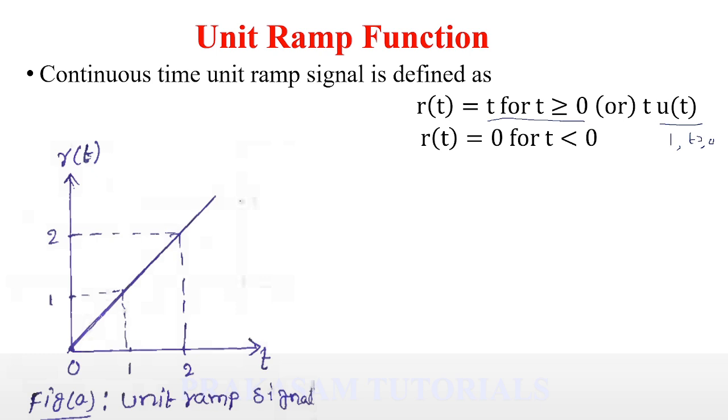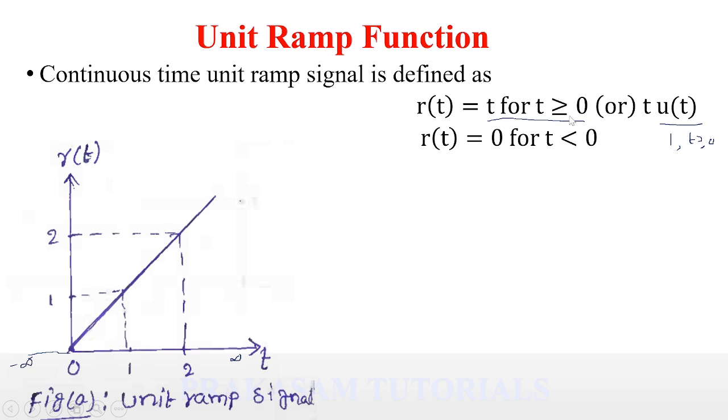After that, draw the graphical representation of the ramp signal. The x-axis is time t, which varies from minus infinity to plus infinity. The y-axis shows the magnitude values: on the positive y-axis we consider positive magnitude values, and on the negative y-axis we consider negative values. Using the definition of the ramp signal, substitute different values of t.